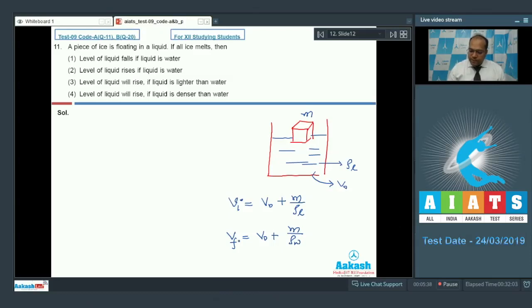So if I compare this, if the density of liquid is more, then the initial volume is less as compared to the final volume. So we can say that the level of liquid will rise if the liquid is denser than water. So option 4 is the correct answer. Let's move to question number 12.